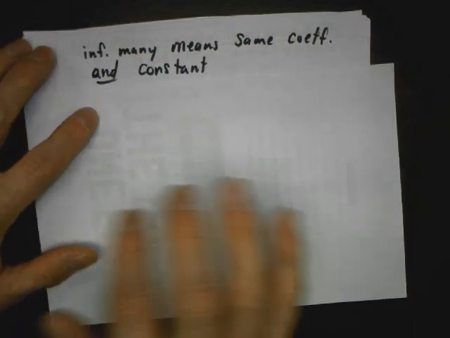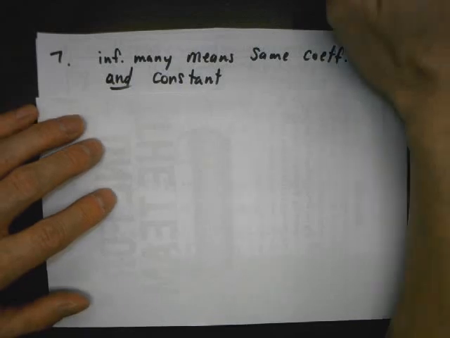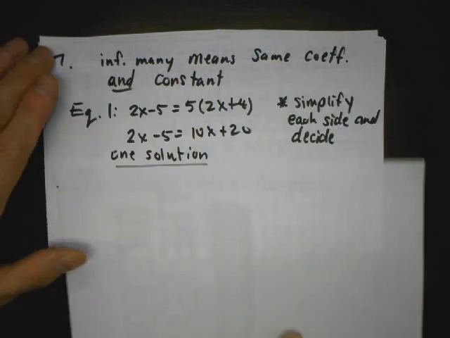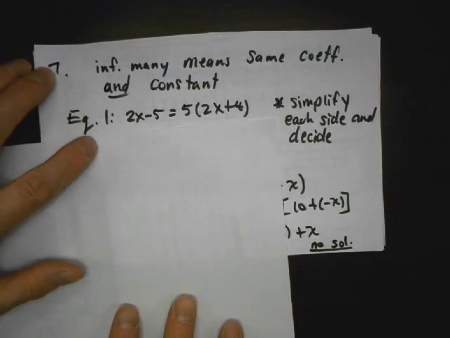Number 7 says, pick all the equations that have infinitely many solutions. Well, infinitely many solutions means this. After you simplify both sides, then you're going to get the same coefficient and the same constant. If that's true, you have infinitely many solutions. All right, so let's take a look at these problems.